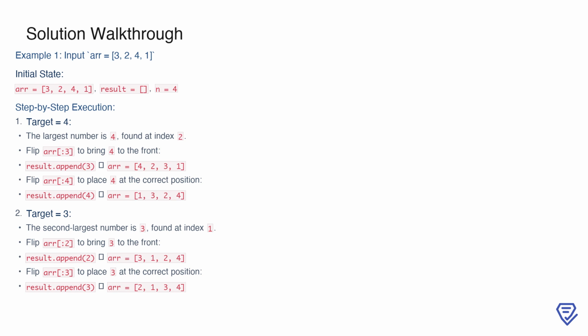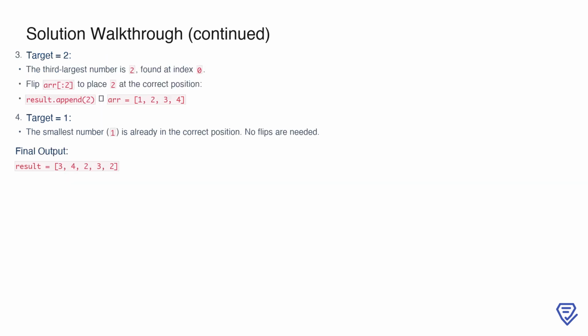Then, we flip the first 3 elements to place 3 in the correct position, appending 3 to result and updating ARR to 2, 1, 3, 4. At this stage, the next target is the third largest number, 2, which is found at index 0. Because 2 is already at the front, we can flip the first 2 elements to move it to its correct position. This appends 2 to result, resulting in ARR equals 1, 2, 3, 4.